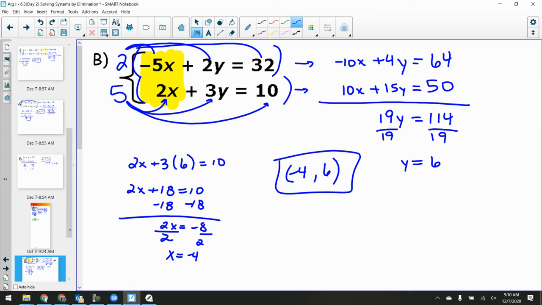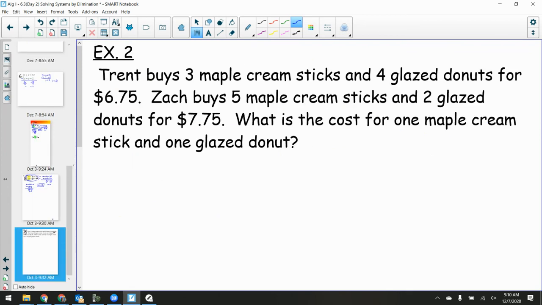Okay. All right, let's do one word problem. Trent buys 3 maple cream sticks and 4 glazed donuts for $6.75. Zach buys 5 maple cream sticks and 2 glazed donuts for $7.75. So if we know the total cost, can we figure out how much each type of donut costs? Yeah, we can. So try to set up your 2 equations. Set up an equation for Trent and set up an equation for Zach. Do it right now. Everybody write it out. See if you can figure them out.